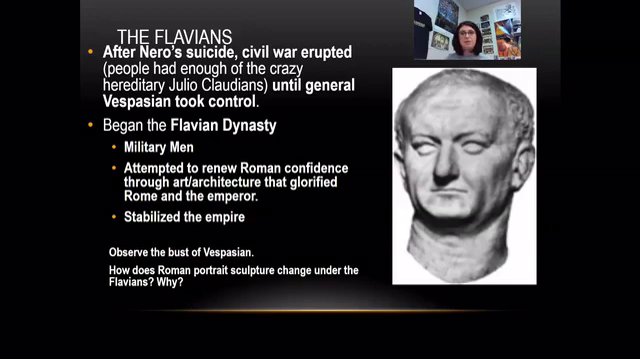They clearly don't do really good things for Rome. So the civil war stops when a military general steps in and says, okay, that's enough. This is what we're going to do. And we get a new dynasty that takes over. And this is the Flavians.